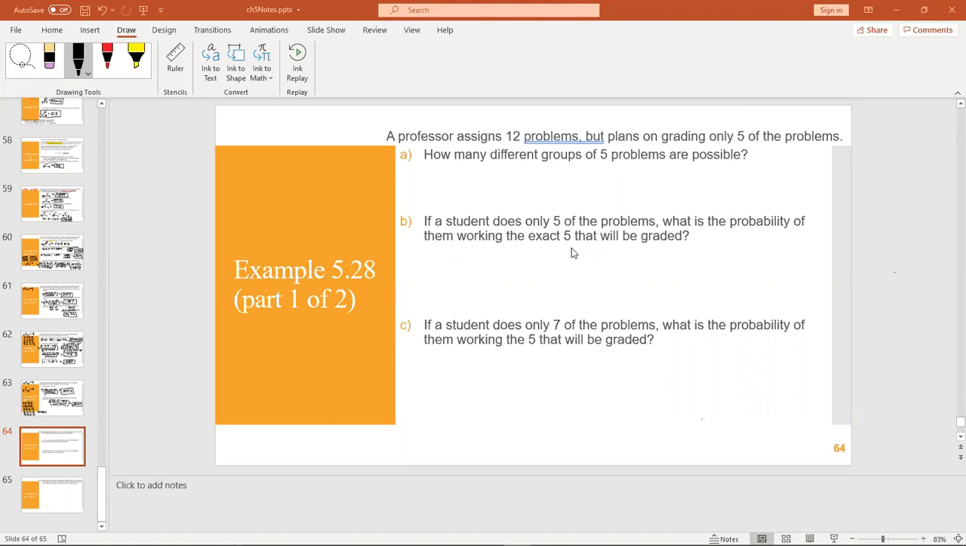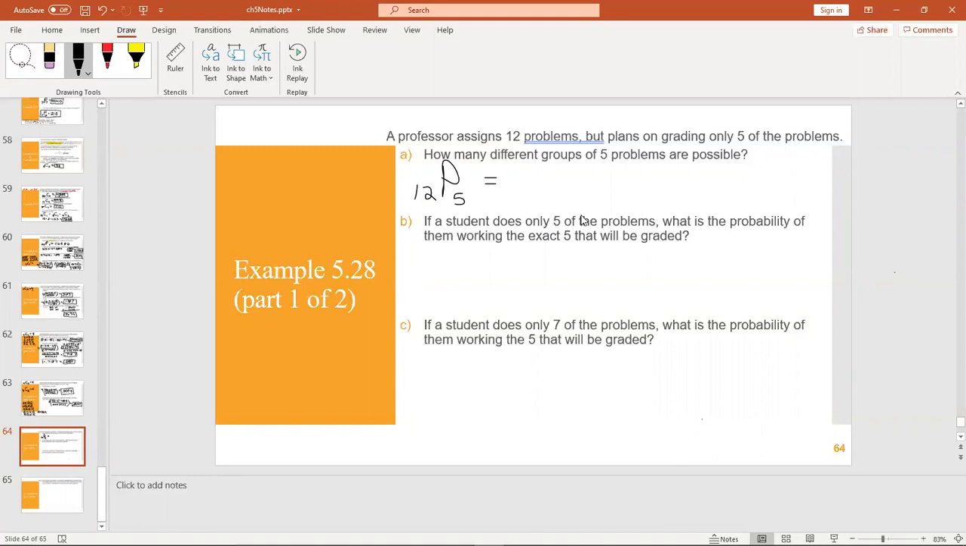The wording of this problem is not making it absolutely clear what we're going for. But based on the other parts of the problem, what we're actually going for is a permutation. We're going to do 12 pick 5. In a lot of cases, when you're doing probability combined with permutations and combinations, often you're going to have a permutation to figure out the probability.